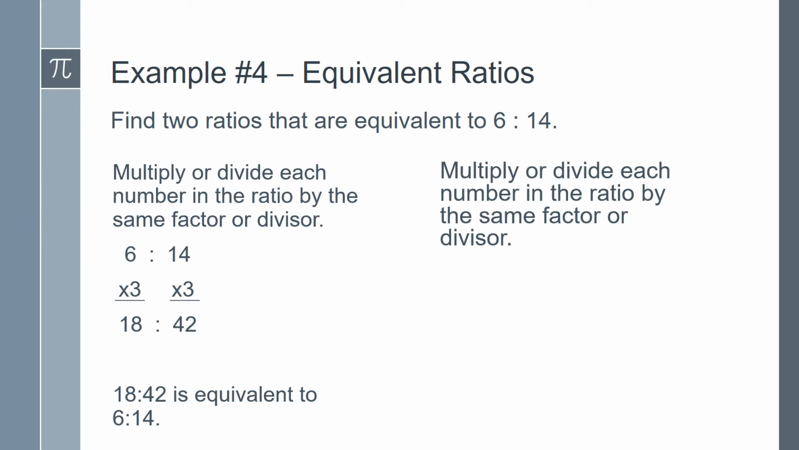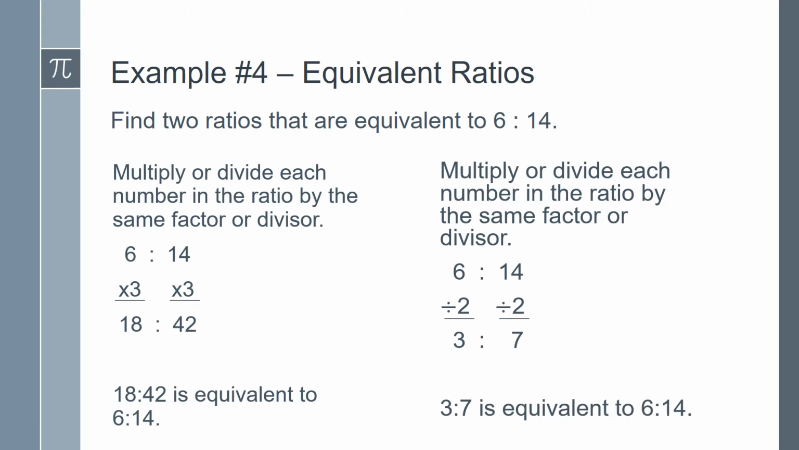Next, we will follow the same method, except this time I've chosen to divide by 2. 6 divided by 2 is 3, and 14 divided by 2 is 7. So 3 to 7 is equivalent to 6 to 14. It's important to note when solving these problems that you can multiply by any factor you choose, and you can divide by any number that is a common factor of the two numbers in the ratio. So there are many different options, and your options may not always be exactly the same as the options in the solutions video.